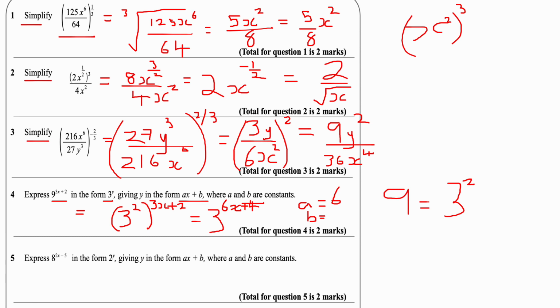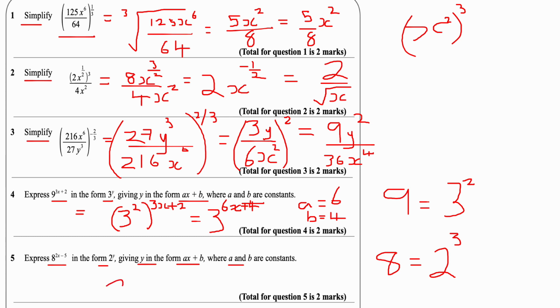Again, question number 5, express this in the form 2 to the y, so express 8 to the 2x minus 5 in the form 2 to the y, giving y in the form ax plus b, where a and b are constants. Again, 8, guys, we should know that's equal to 2 cubed, or 2 to the power of 3. Again, this is revising a lot of your knowledge on square and cube numbers. So I've got a video on that, so check that out, guys, if you want a refresher on square and cube numbers.